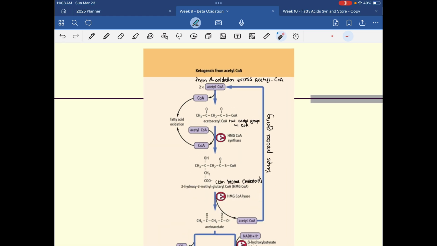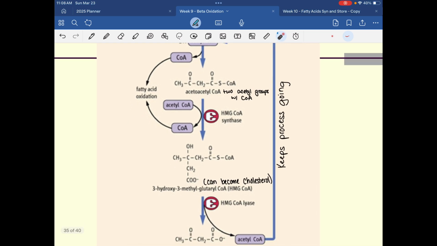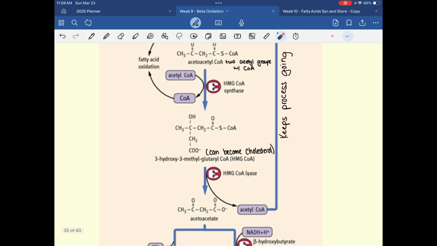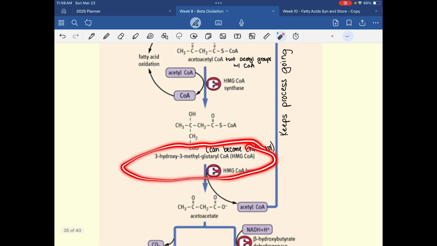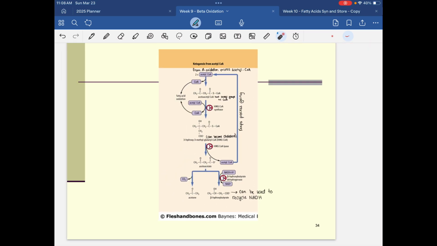So here's the process. We're taking acetyl-CoA from beta-oxidation, and we're going to make it into acetoacetyl-CoA. So that's essentially 2 acetyl-CoAs put together. And then we're going to use our HMG-CoA synthase to produce this molecule, HMG-CoA. This is like a lot of words. It's a little overwhelming.